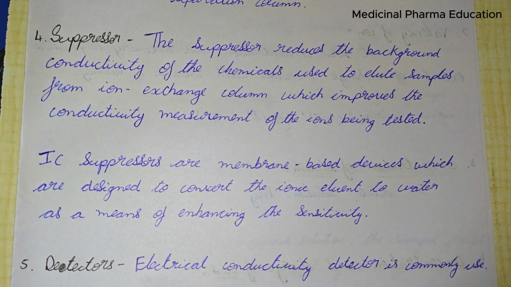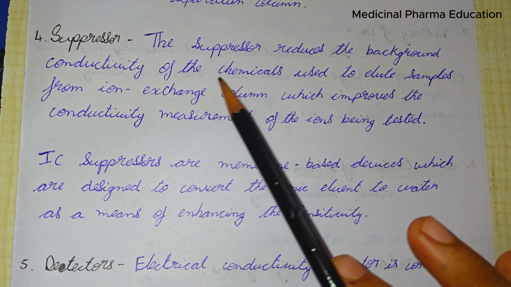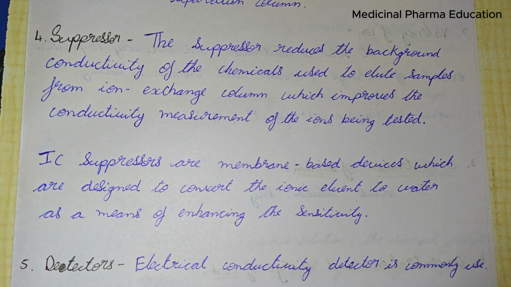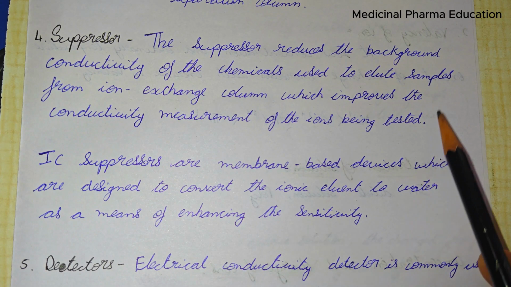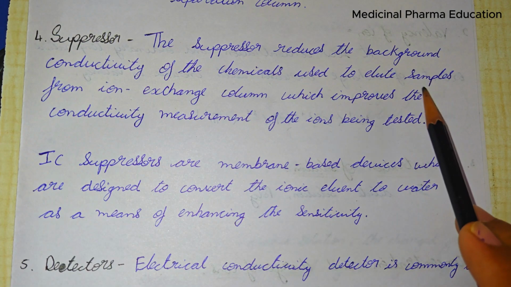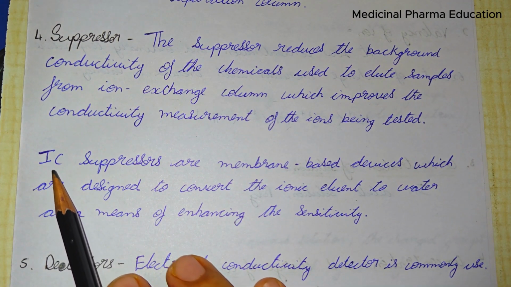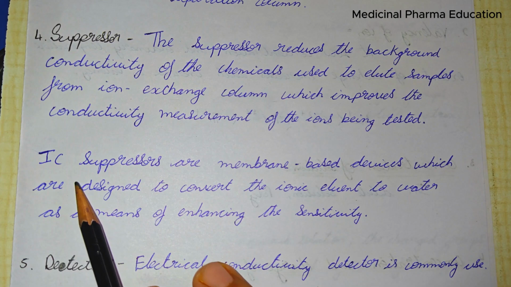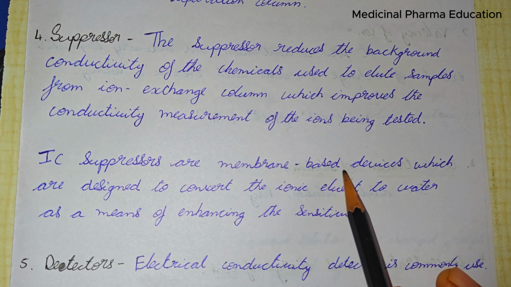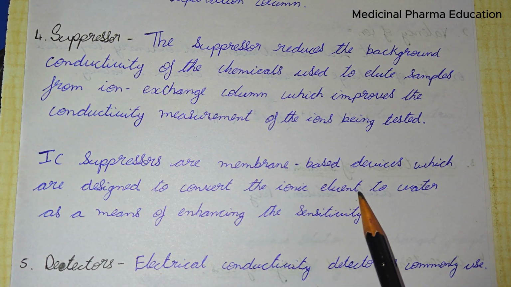Based on that, suppressivity is nothing but reducing the background conductivity of the chemicals. Means if we are getting the result right, we are reducing the background, I mean background graphs, which complicate the graph, right? We are removing that by suppressing the conductivity of the chemicals used for eluting the sample. Ion exchange chromatography suppressors are membrane based devices which are designed to convert ion elution to water as a means of enhancing the sensitivity.